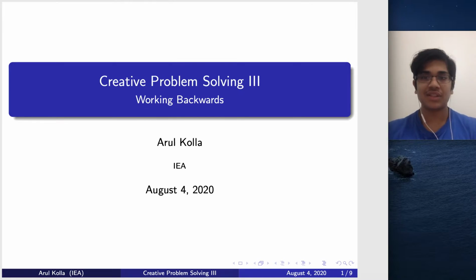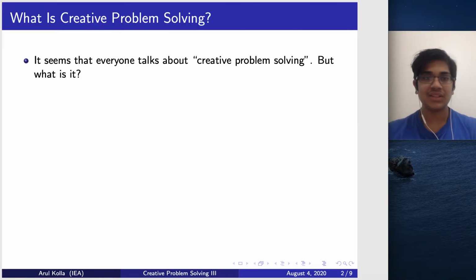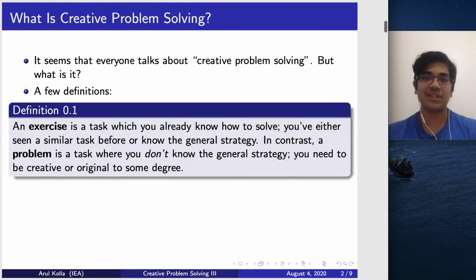Before we get into that, I just want to give a brief review of what creative problem solving is, just in case you haven't been here before. It seems that everyone's always talking about creative problem solving. You see people always saying that it's one of those 21st century skills that everyone needs to know. But it seems really hard to find a concrete definition of what creative problem solving is. So this is my attempt at doing that.